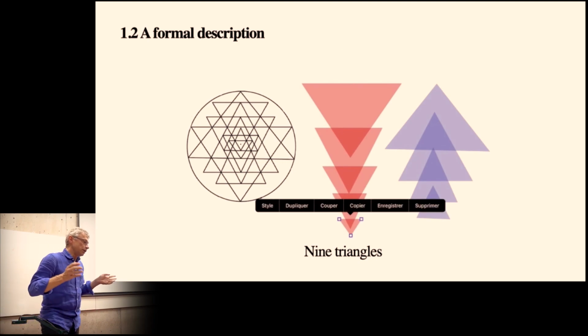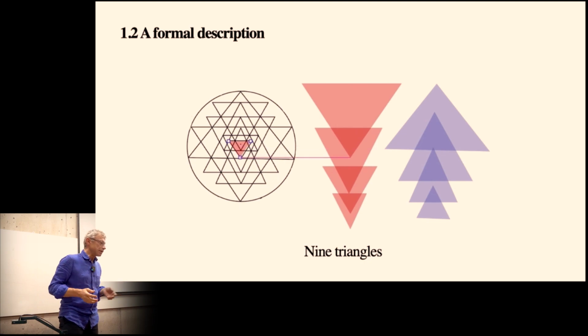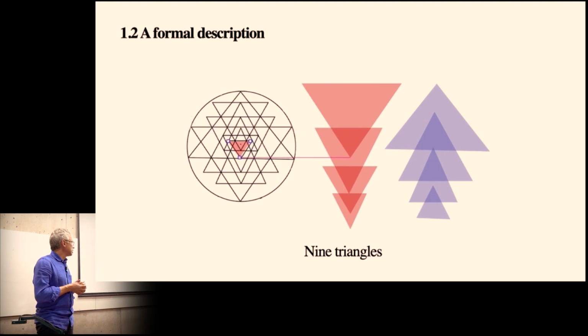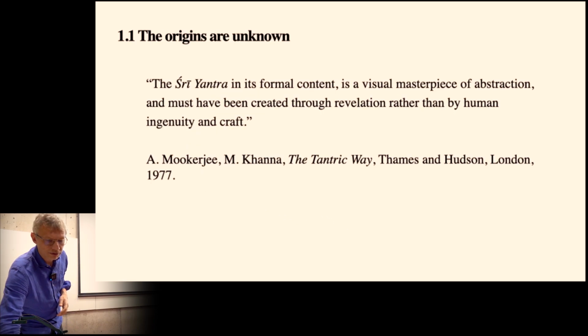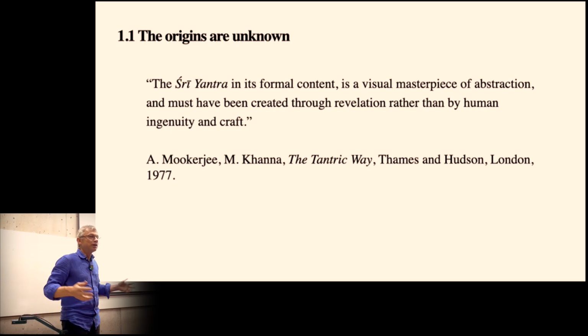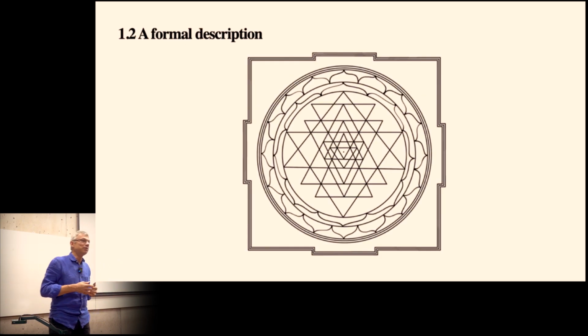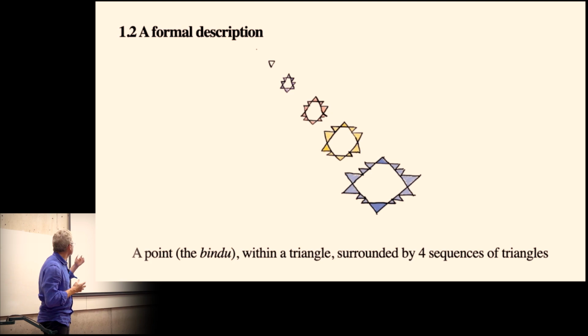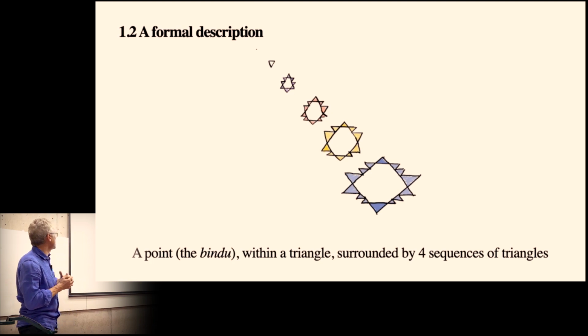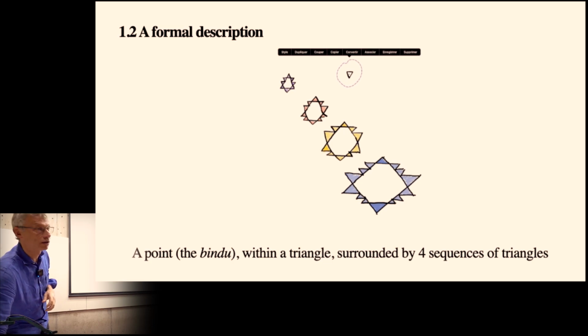So this is all I want to say about the origins. It's a completely open subject, a subject of studies by people in the field. And sometimes we find sentences like this that add to the fascination that people have toward the symbol. In this book, The Tantric Way, by Mukherjee and Khanna, one can find a sentence which is irresistible to quote. The Śrī Yantra in its formal context is a visual masterpiece of abstraction and must have been created through revelation rather than by human ingenuity and craft.